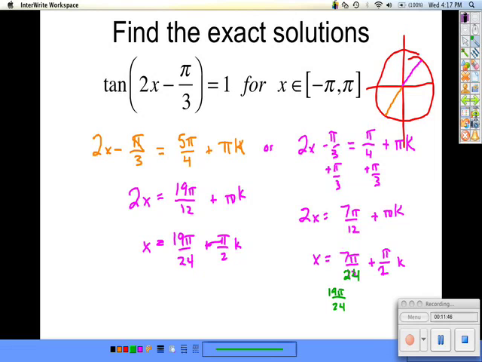So far I have 7 pi over 24 and 19 pi over 24, and I can subtract that 12 over 24 pi, that pi over 2, in addition. So 7 pi over 24 minus 12 pi over 24 is negative 5 pi over 24. And if I subtract another pi over 2, I get negative 17 pi over 24. And if I subtract again, I get beyond the negative pi. So again, in this problem, I have 4 solutions.